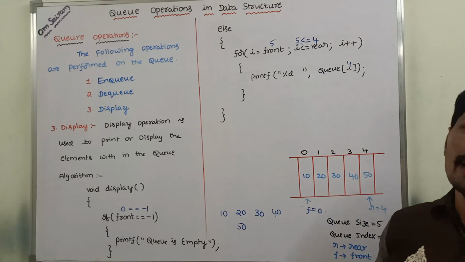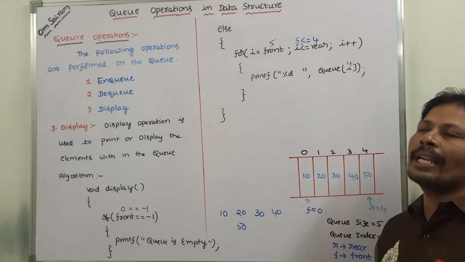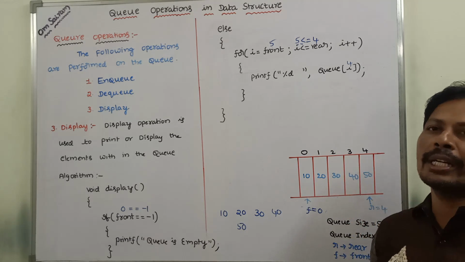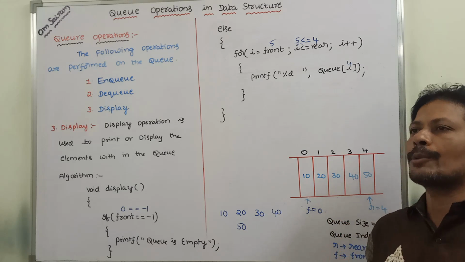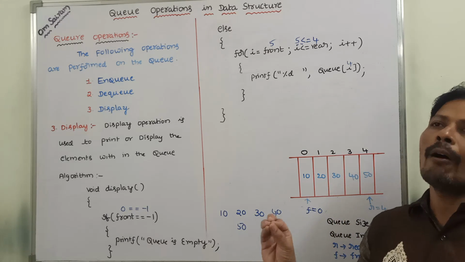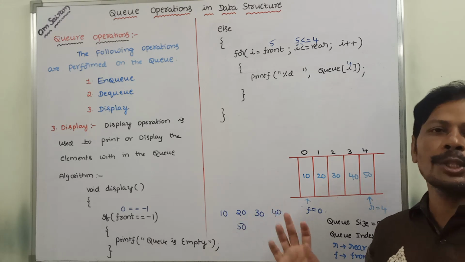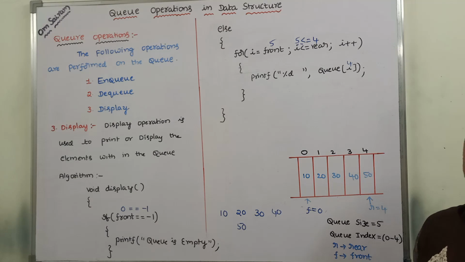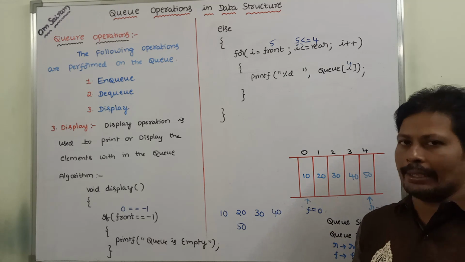Third one is display. So display operation is mainly used for displaying all the elements within the queue. Here we have to check one more condition, if the queue is empty or not. If the queue is empty, we have to print there are no elements in the queue. Hence we can say that queue is empty. Otherwise, we print all the elements within the queue starting from front and ending with rear.